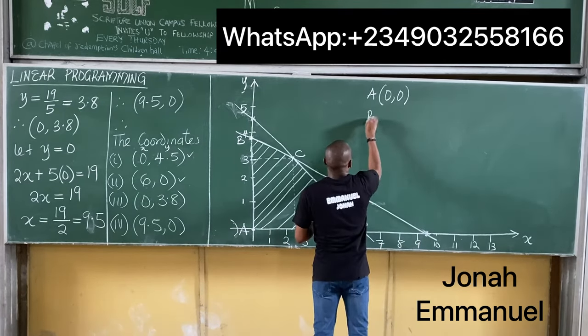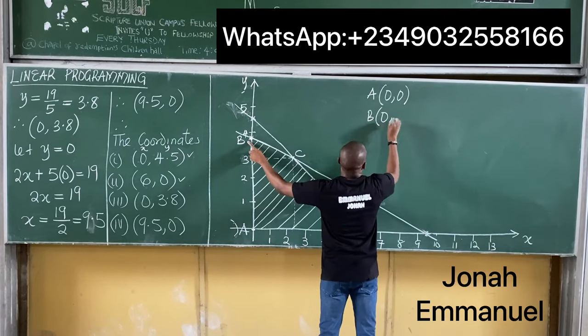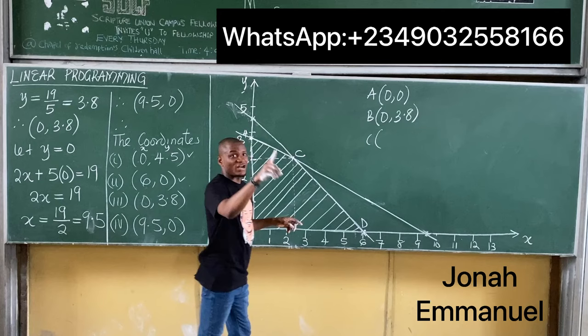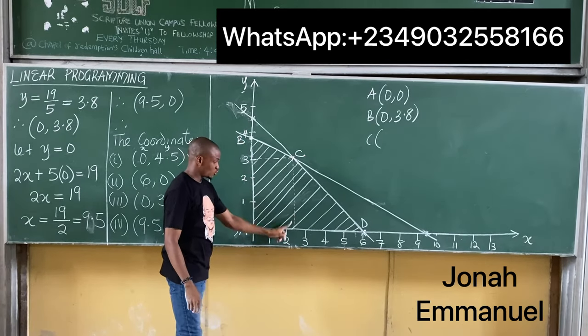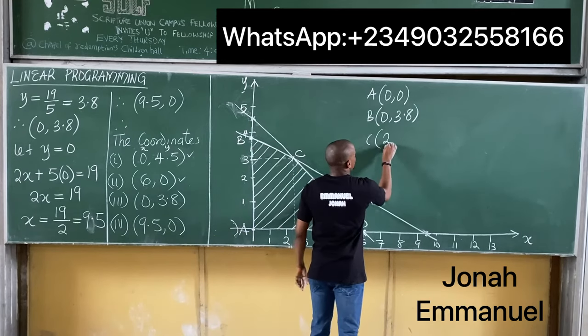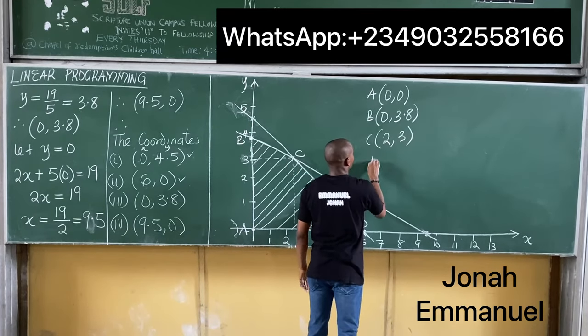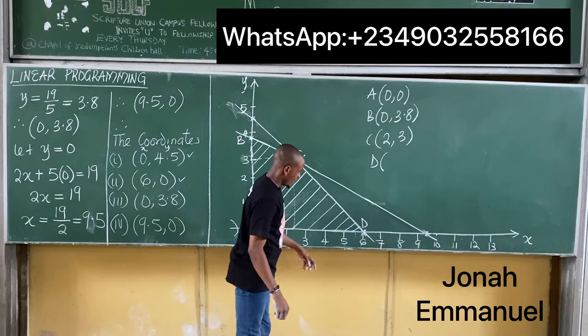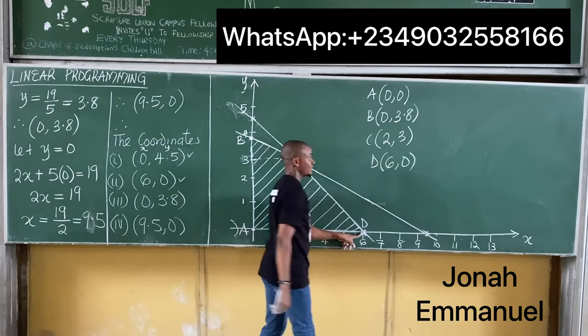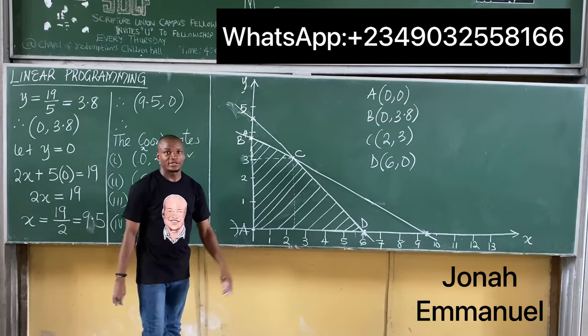So B is 0 and 3.8. C, from your graph work, X is 2. From your graph, Y is 3. So it becomes 2 and 3. For D, X is 6, Y is 0. So I have 6 and 0 as coordinates.